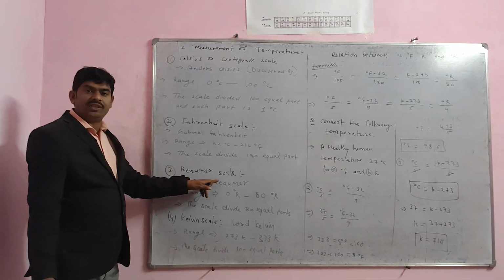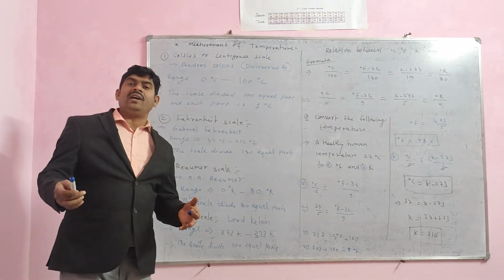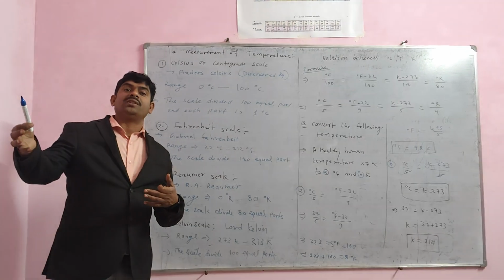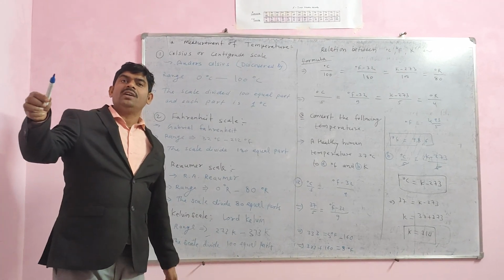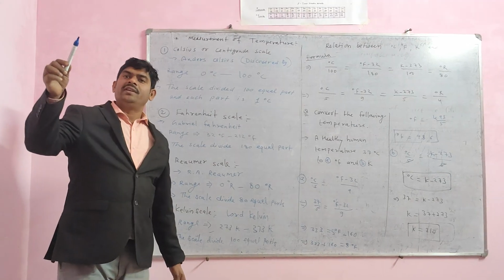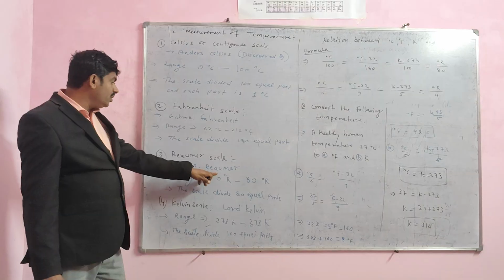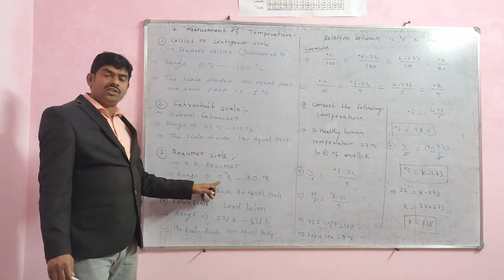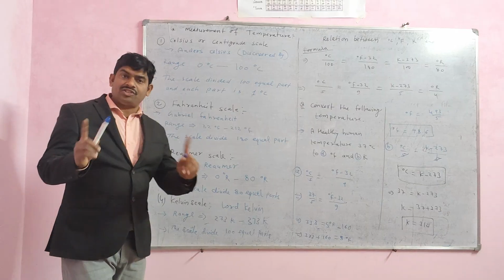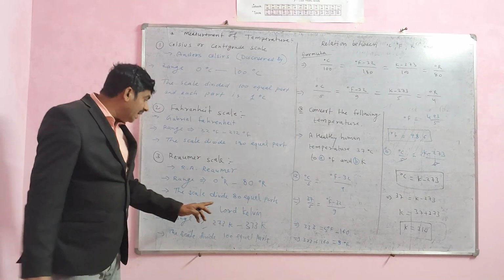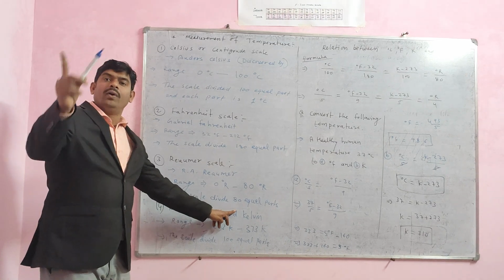Now there is the Reaumur scale. The Reaumur scale is generally used to measure atmospheric temperature. It was discovered by R.A. Reaumur. The range of the Reaumur scale is 0 degrees to 80 degrees Reaumur. It means the scale is divided into 80 equal parts, and one part represents 1 degree Reaumur.